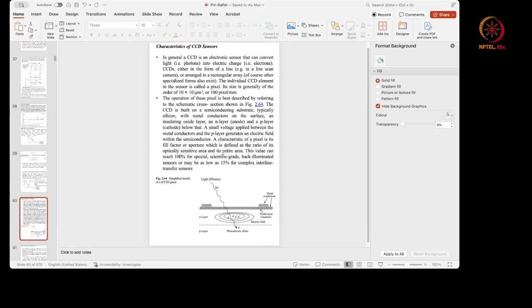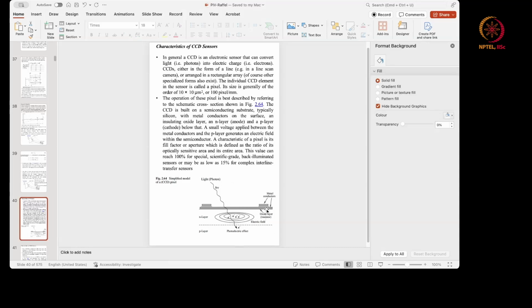The characteristic of a pixel is also called its fill factor. We'll get to that a little later. As light impinges, you release electrons, and so you have an accumulation of charge which depends on how much light it is gathering. The characteristic of a pixel is also called its fill factor or aperture, which is defined as the ratio of its optically sensitive area to the entire area.